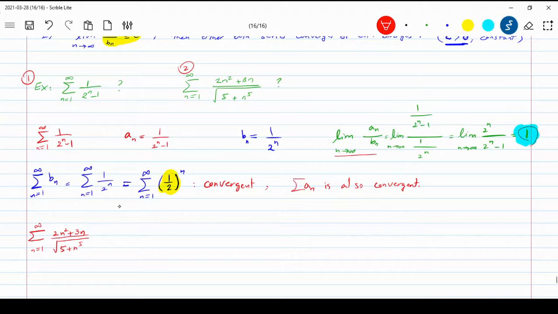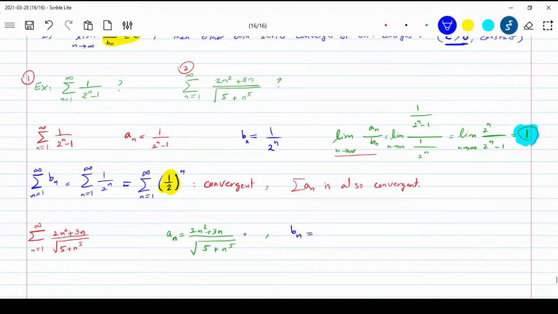Now, here it is important that you figure out a proper bn, because if you can't get any information from the bn, then it is quite useless. So an is given as that, with square root of 5 plus n to the power 5. What would you pick for bn?